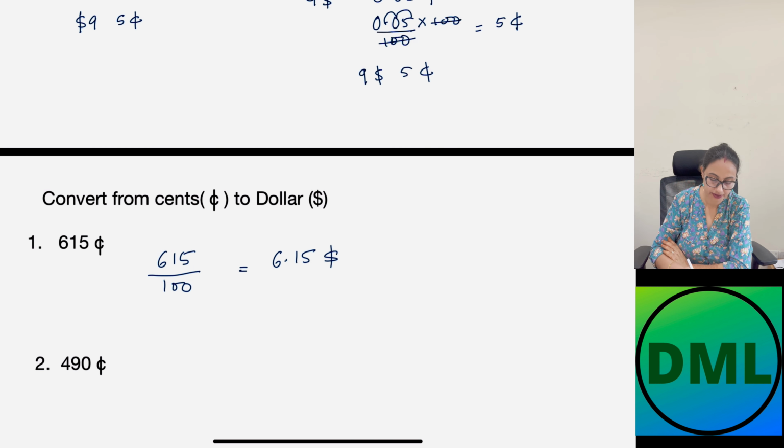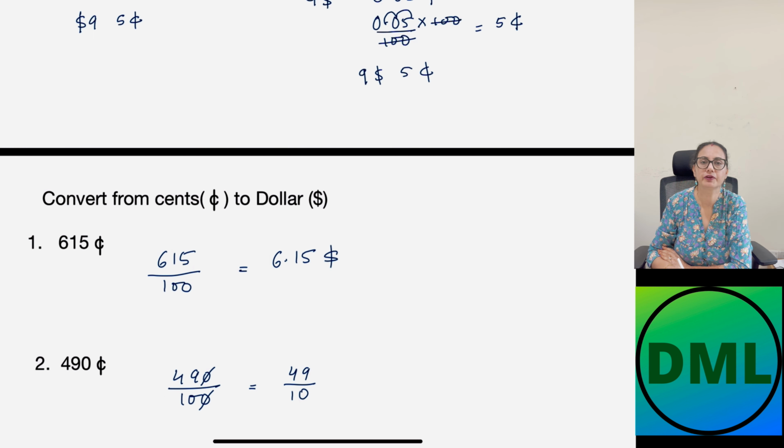Let's see the next question here. 490 cents. So let's divide this by 100. 490 divided by 100. A 10 gets cancelled from the numerator and denominator both. My answer will be 49 over 10. We have 10 in the denominator, so that means after one digit, I have to put the point. This is my first digit and after that, I have to put the point. That means my answer will be 4.9.